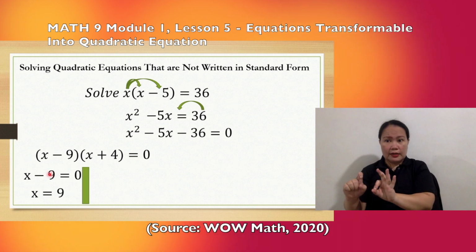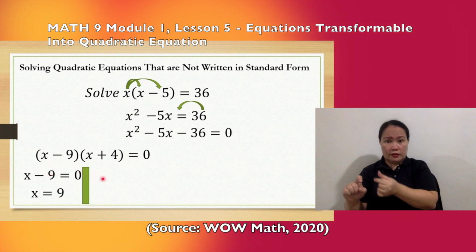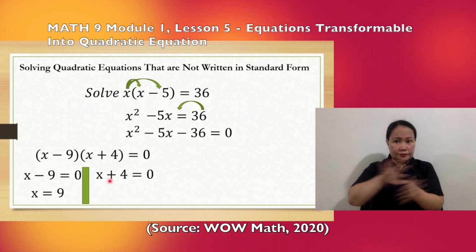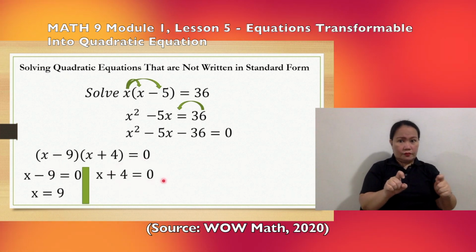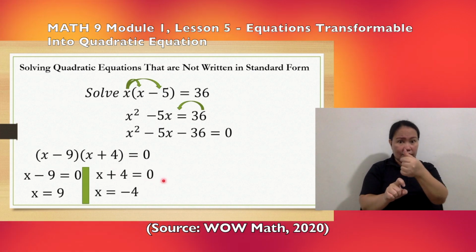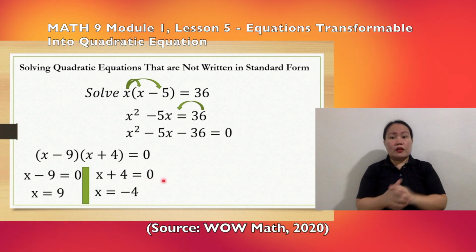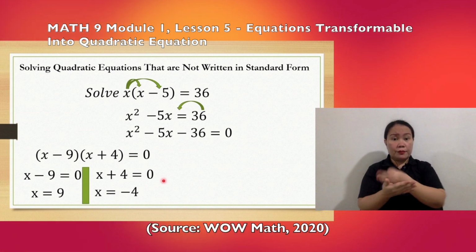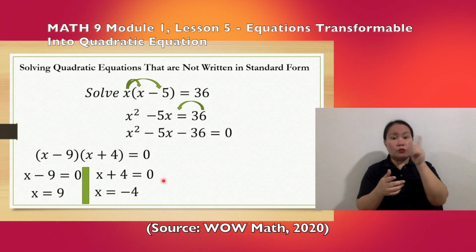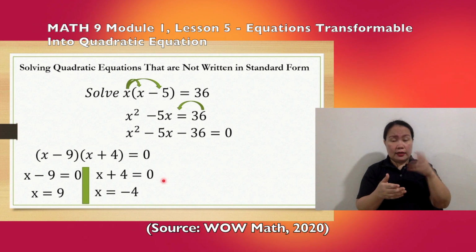So, nilipat lang natin si negative 9 sa right side. Sa kabilang side naman, x plus 4 is equal to 0. Lipat si 4 sa right side and that is negative 4. So, para sure tayo na ang 9 at negative 4 is a part of the solution, so ang gagawin natin, i-check natin using the original equation.